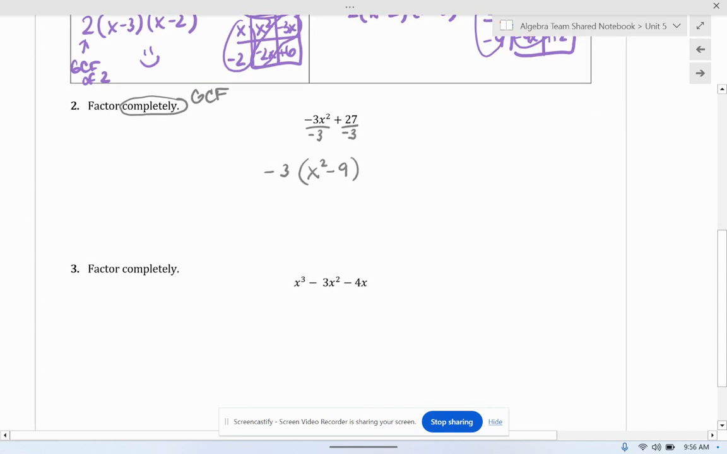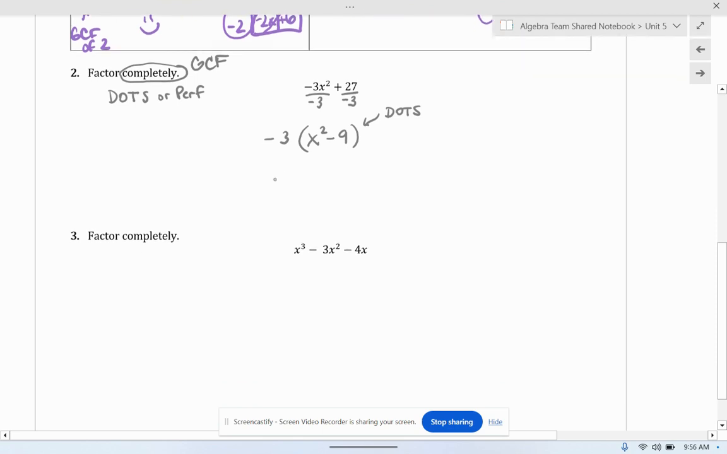However, factoring completely might also require you to look for difference of two squares or perfect square trinomials to further factor, right? So in this case, I have the difference of two perfect squares, x squared and 9. So I'm going to go ahead and factor that guy, where I have negative 3 times x plus 3, x minus 3. And I'm all done.